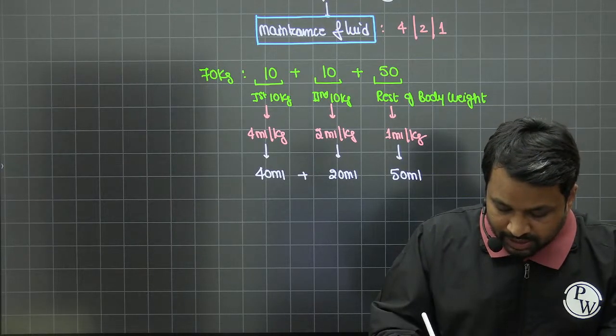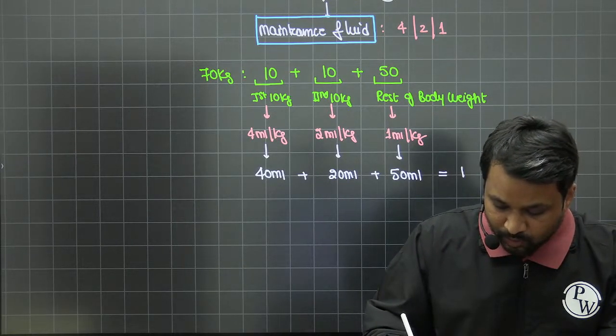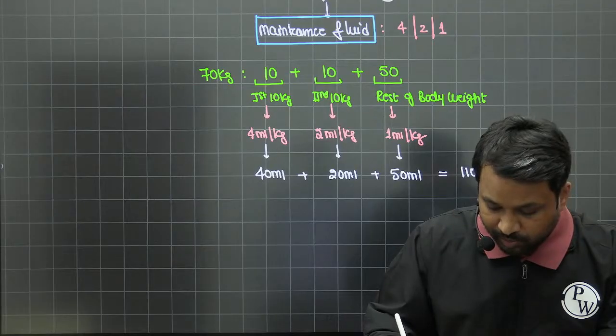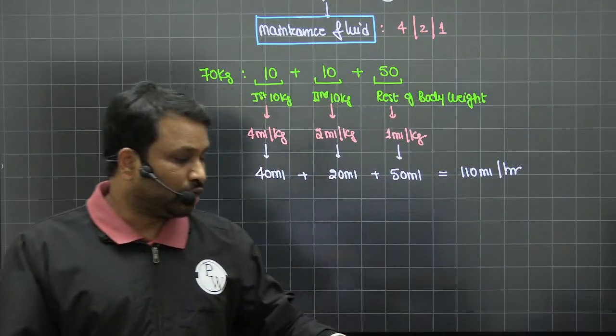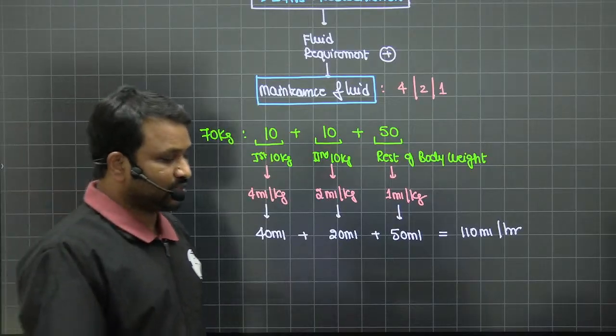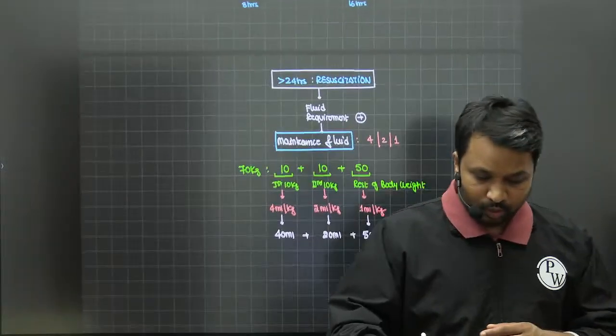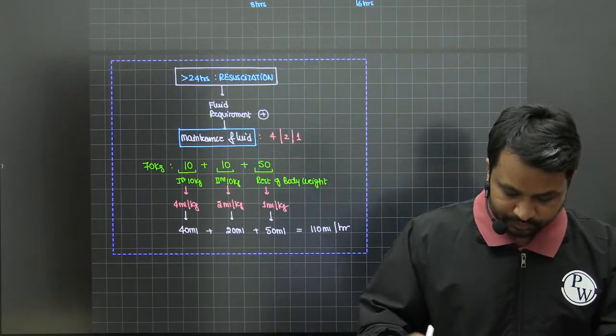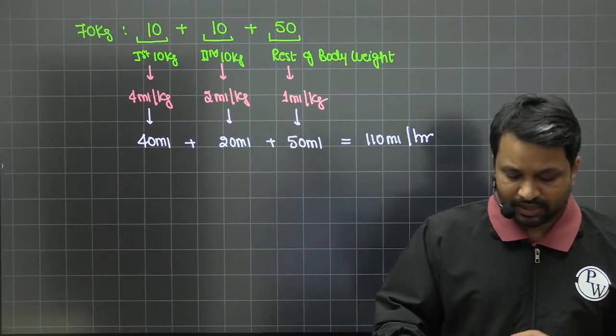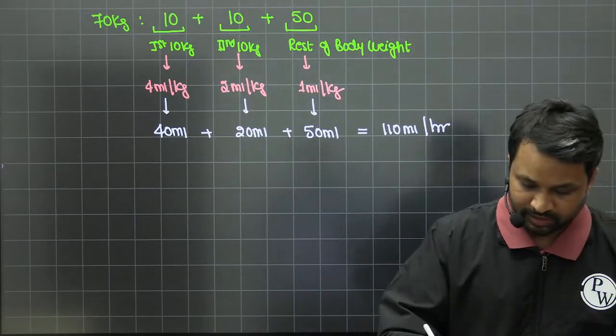So when you add all this, you will get 110 ml, and this is given per hour. This is how you're going to calculate the maintenance fluid, right? So these are the protocols for your maintenance fluid. Now, let's give you another example so that you're even better at this.